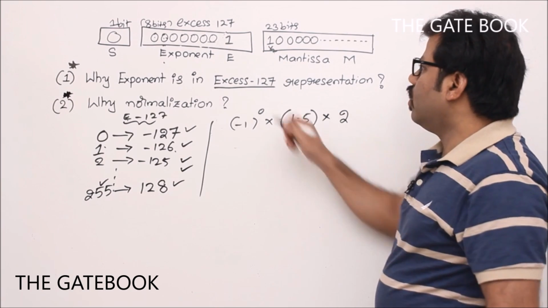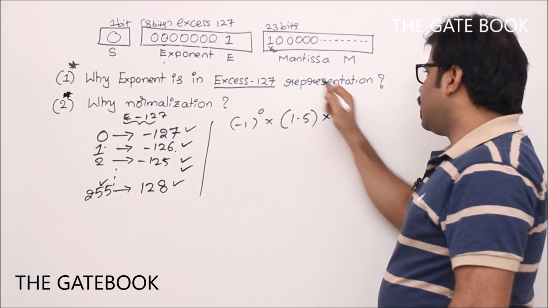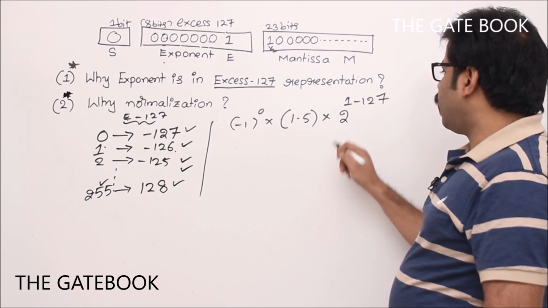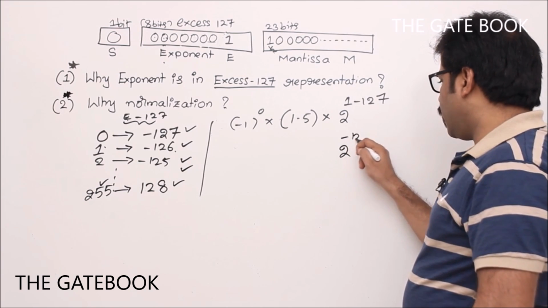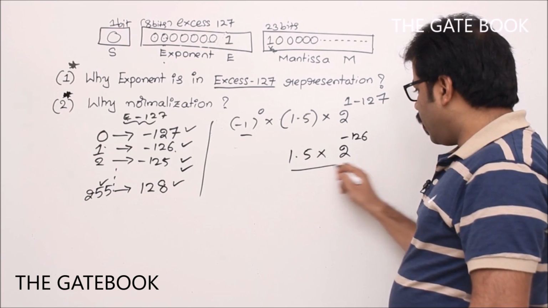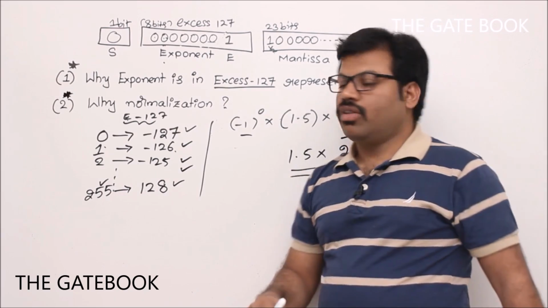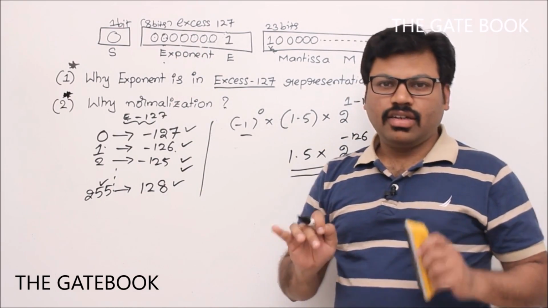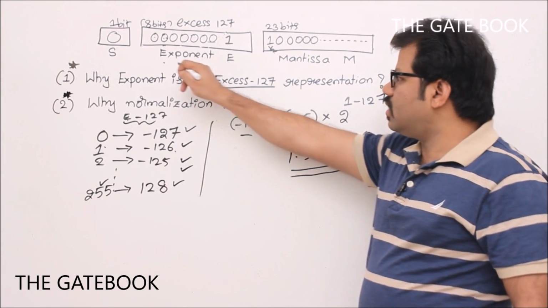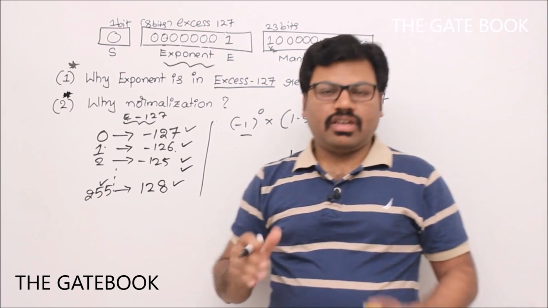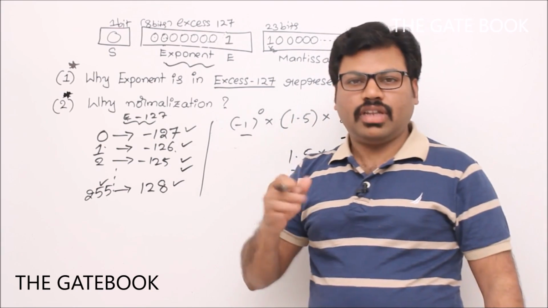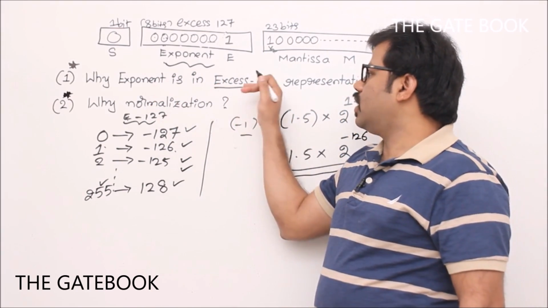The exponent here I am taking as 1, but since it is excess 127, that 1 is equivalent to 1 minus 127. That's why it will become 2 to the power minus 126. So it will be 1.5 into 2 to the power minus 126, right? So when this exponent is smaller, your real number is also smaller, correct? So by just seeing the exponent, I can easily tell whether my number is very small or not. That's the logic. That's why we use the excess 127 representation.